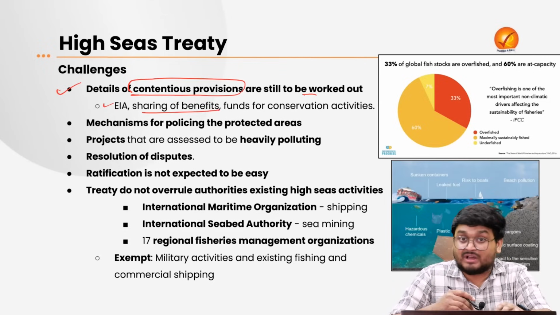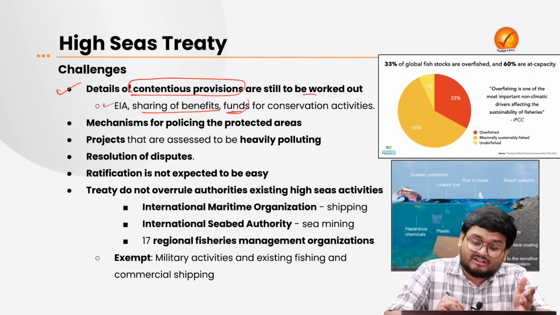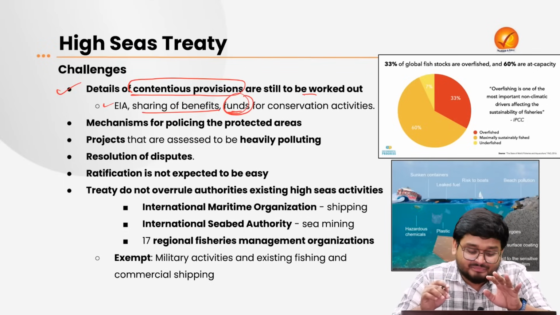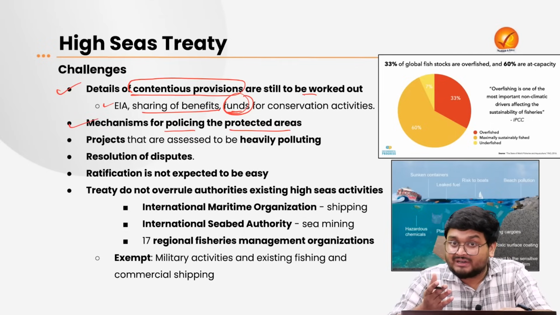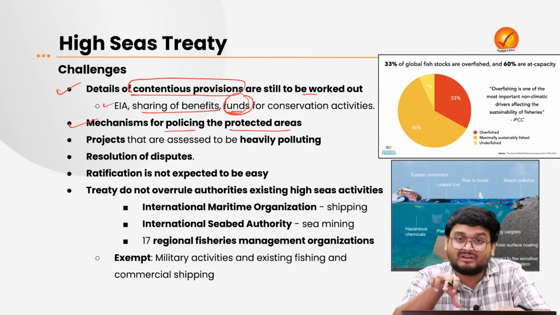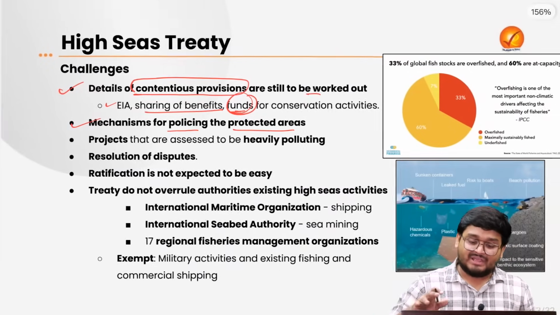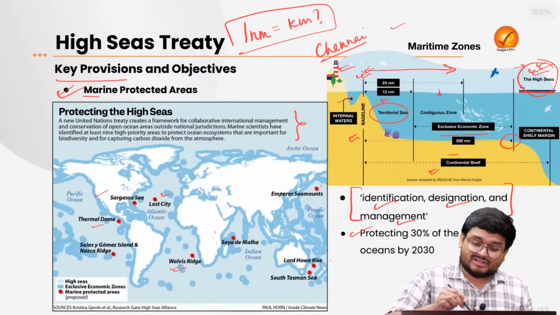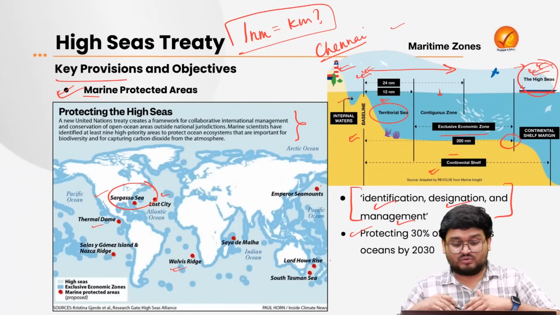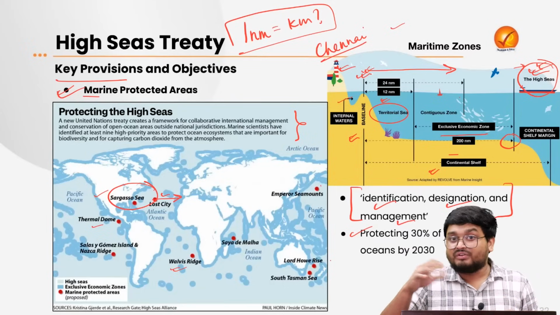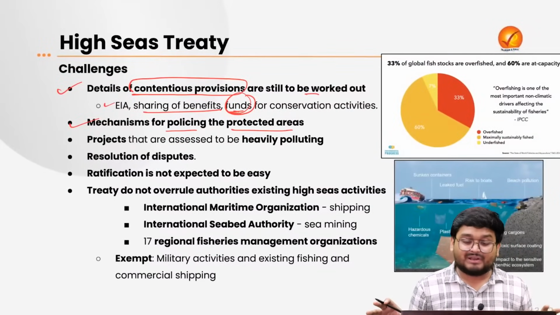About the sharing of benefits, how it will be shared, who will be sharing, which country will be giving how much money, funds, they are not yet clear. Next, the mechanism for policing the protected areas, how they will be protected, how much area, what is the border, what is the role of the neighboring nations. For example, if we have to protect the Sargasso Sea here, what is the role of the US? What is the role of Mexico? What is the role of, for example, the Western European nations or African nations? So these roles have to be properly defined.